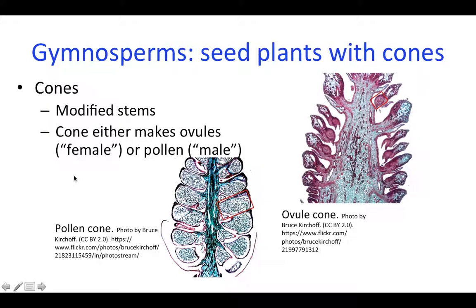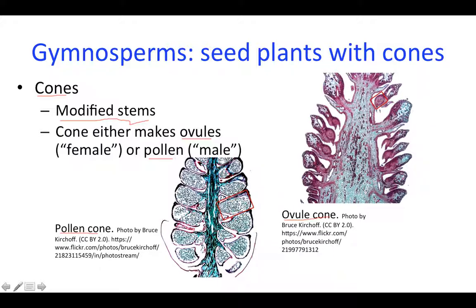In this second part of the lecture, we are going to talk about gymnosperms. And gymnosperms are seed plants that have cones. We should define what a cone is. A cone is a modified stem, and depending on whether it is modified to be female or male, it can make either ovules or pollen. We will refer to the ones that make pollen as pollen cones, and those that make ovules as ovule cones.